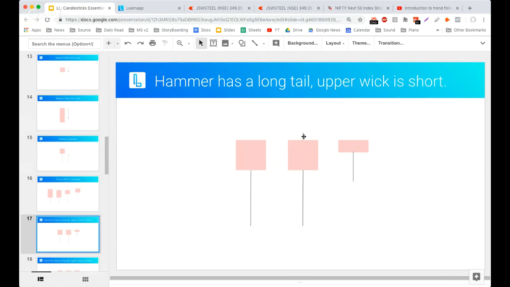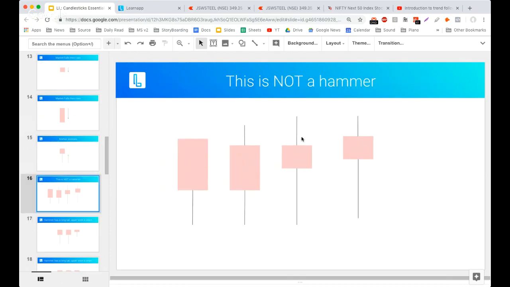All right, so I need you to write this down or type it in comment. If there's a small upper wick, it's okay. All right, small upper wick is okay. Just make sure it's not like this, right? This is too much.